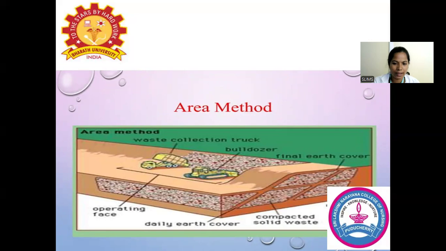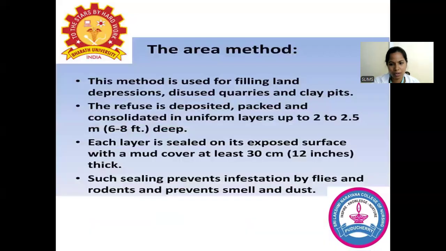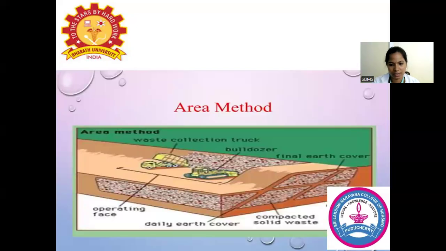Where there is a land depression, they will fill it, they will cover it with the refuse, and over that mud is covered for about 30 centimeter thickness. This is the area method.